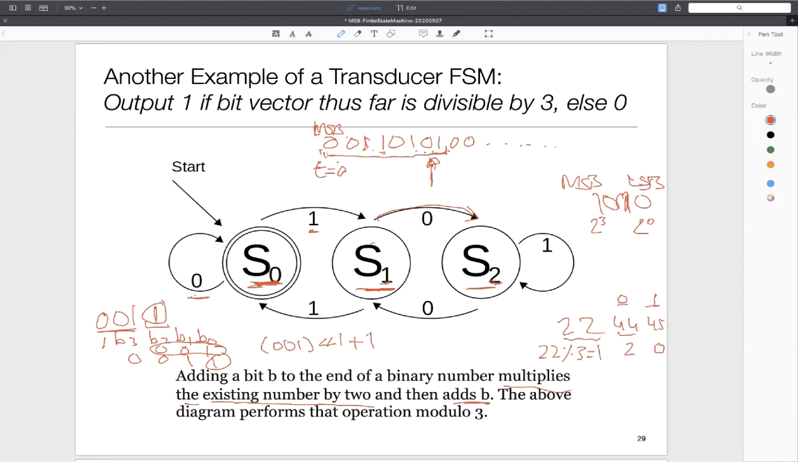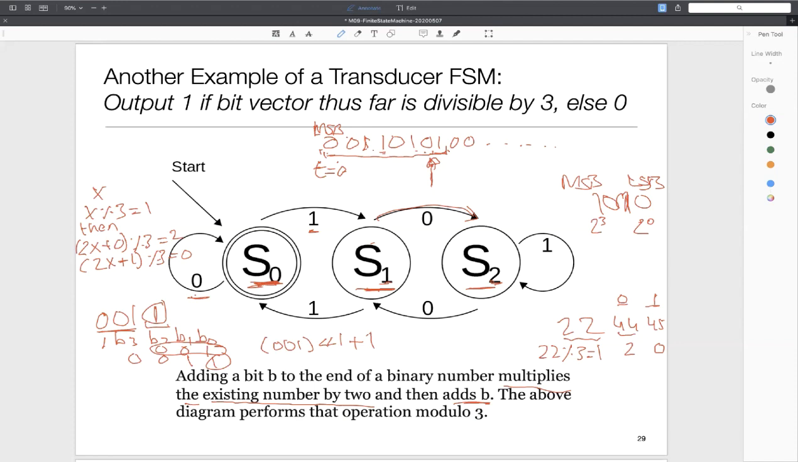If I have a number x, and if x modulo 3, x remainder 3, was 1, then 2x plus 0 modulo 3 will be 2, and 2x plus 1 modulo 3 would be 0. And therefore, it corresponds to moving to either state S2 or state S0.